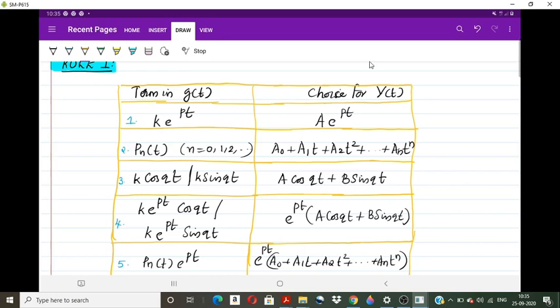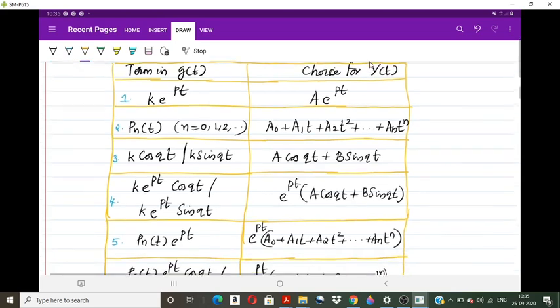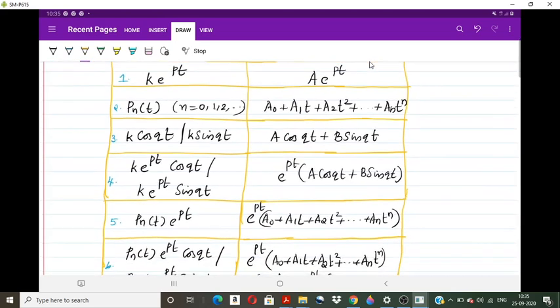Now, if the g of t is of the form pn of t, meaning a polynomial of degree n, where n is equal to 0, 1, 2, 3, etc. So, if it is a second degree polynomial, we have to take y of t as the general or standard form of the second degree polynomial. And if it is of third degree, then we will have four unknown coefficients.